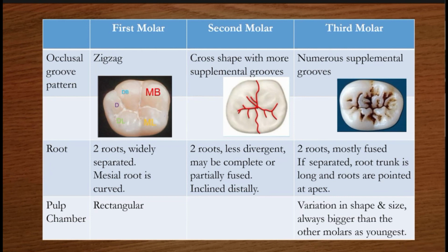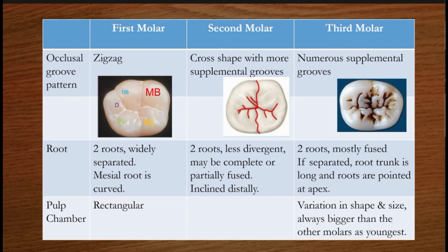Root: 2 roots widely separated, mesial root is curved, in case of first molar. Second molar, 2 roots less divergent, may be completely or partially fused, inclined distally. Third molar, 2 roots, of course, mostly fused. If separated, root trunk is long and roots are pointed at the apex.